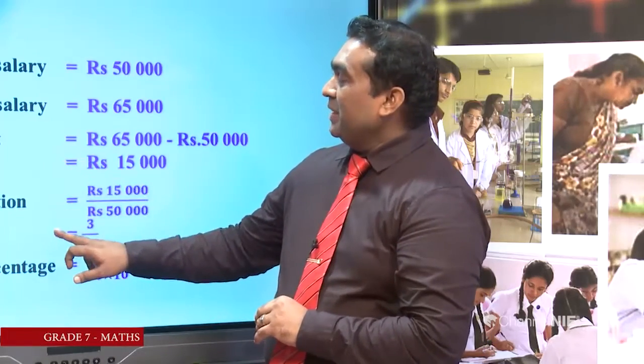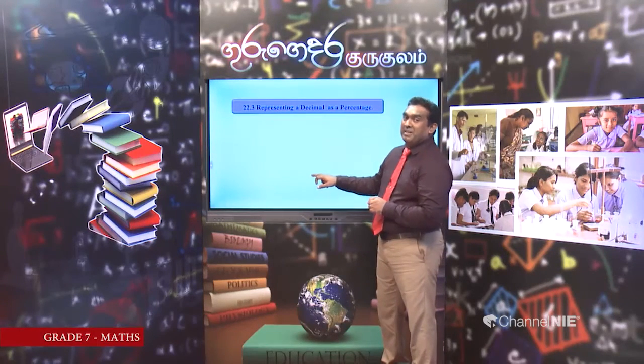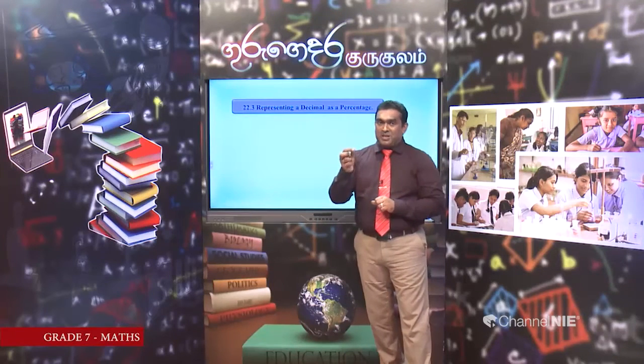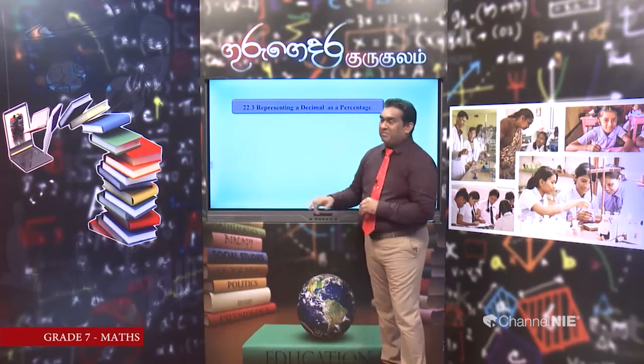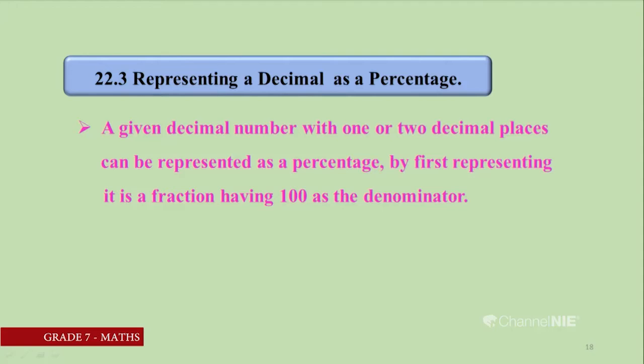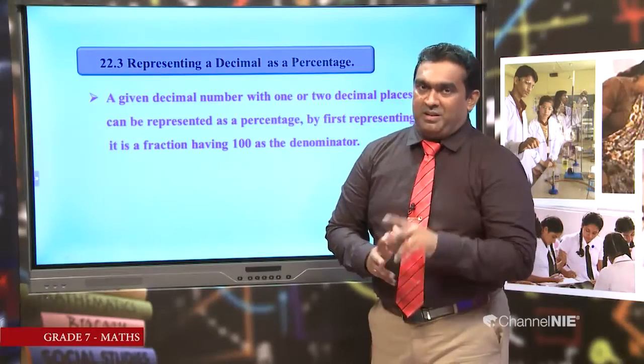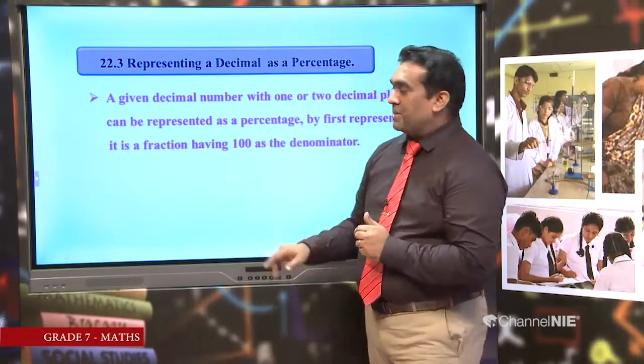Now, representing a decimal as a percentage. We know numbers with the decimal point are decimal numbers. A given decimal number with 1 or 2 decimal places can be represented as a percentage by first representing it as a fraction having 100 as the denominator. It means if you have a decimal, first you have to find out the corresponding fraction. Then you can represent the fraction as a percentage.